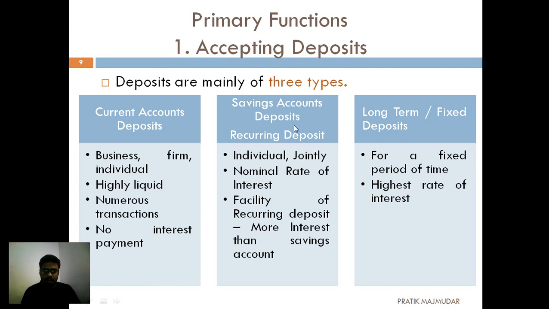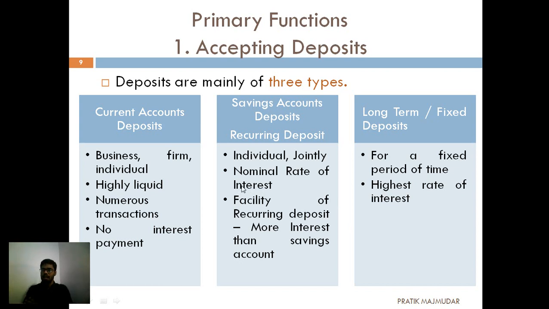Then the second one, that is savings account deposit. A savings account can be opened by an individual or jointly. Nominal rate of interest. What is called as rate of interest? When you are depositing your money, normally these accounts are opened by people who are making savings over a particular time. For example, I have saved 10,000 rupees, so I am going to deposit it in the savings account. What kind of interest am I going to get? I am going to get the nominal rate of interest, for example 3%, 4%, 3.5%, up to 6%. The banks were giving up to 6% rate of interest, and the minimum is 3% rate of interest in a savings account.